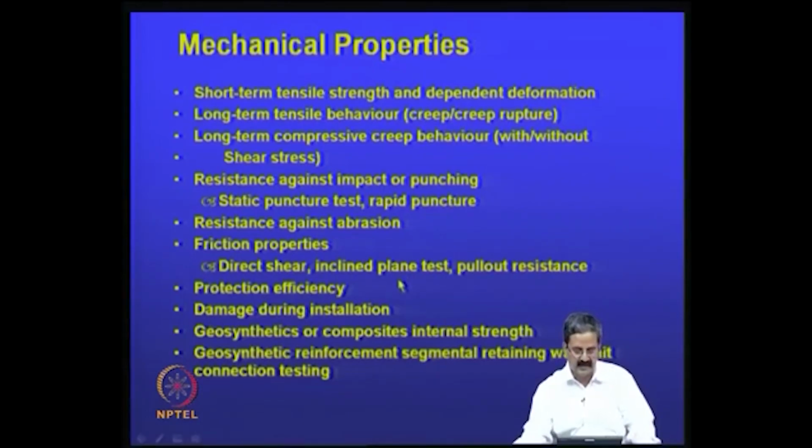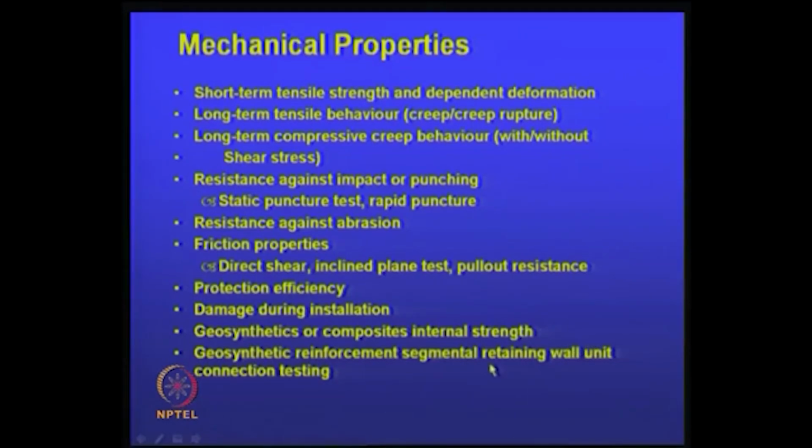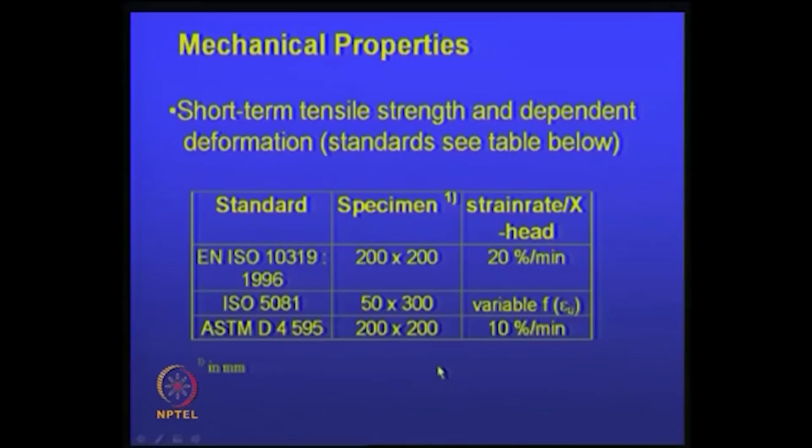So, does a product have that production efficiency, or not? That is what we would like to see here. Damage during installation is another one, and there are many properties that we need. For example, if you are trying to use a composite segmental block type of structure in the case of reinforced earth walls, as I showed in the previous figures, previous classes, you need to even do a test for that.